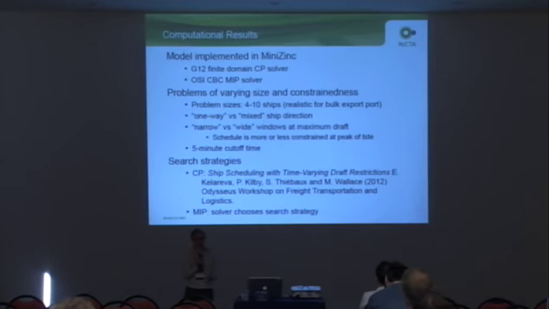So we implemented both models in MiniZinc and solved the CP model using the G12 finite domain solver and the MIP model using the OSI CBC solver. And we tested them using problems of varying number of ships and varying levels of constrainedness. So the problem sizes range from 4 ships to 10 ships, and they sound like quite small problems, but they are actually realistic. So at Port Hedland, the record for the maximum number of draft limited ships sailing on a single tide has been 5. They want to move up to about 9 ships over the next 5 years. So these are realistic size problems.